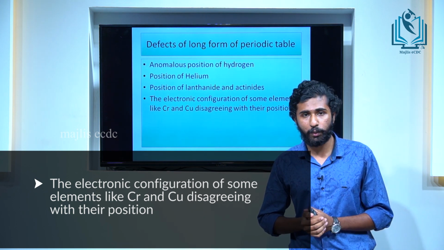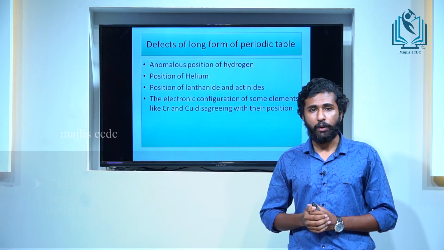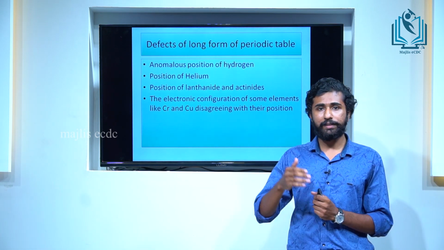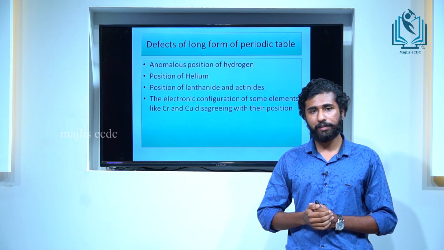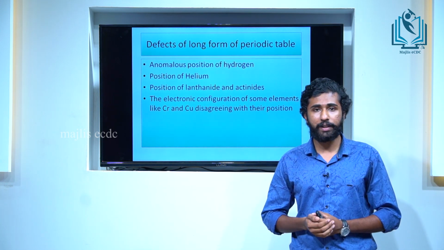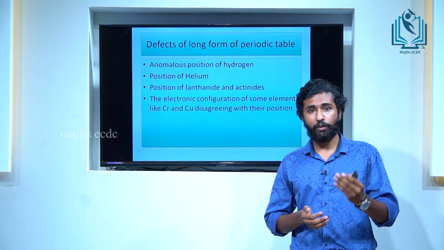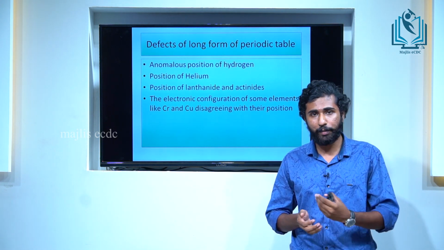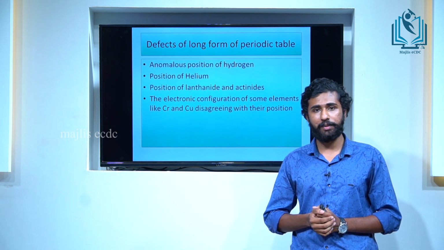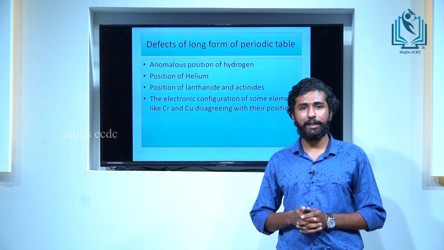Now let me conclude. In this section, we have discussed the long form of the periodic table. We have discussed how the periodic table is formed, and we have seen the salient features of the periodic table. We have deduced the merits of the periodic table, and also we have discussed the demerits of the periodic table. I hope everything is clear to you.